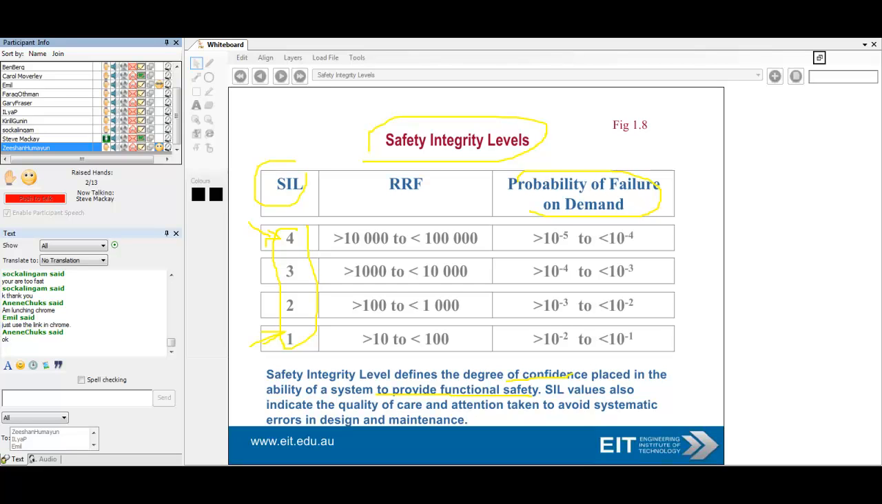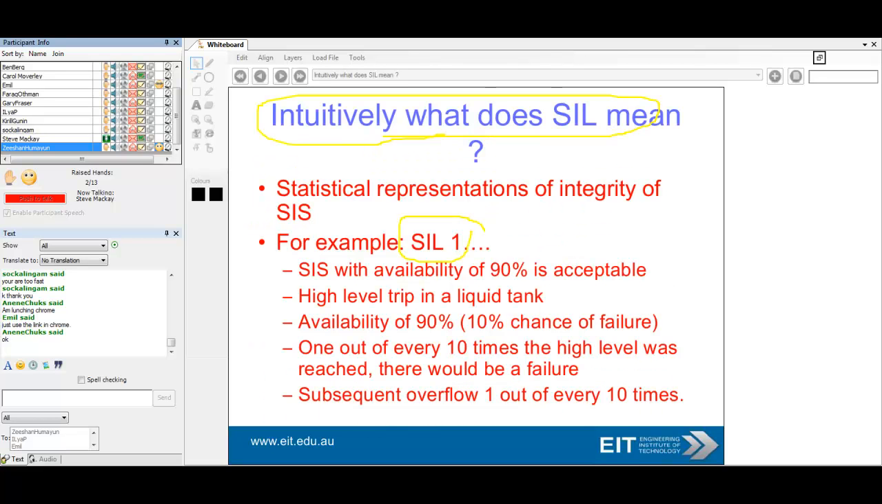So here we've got a safety system with availability of 90%. An availability of 90% is acceptable. In other words, for example, a high-level trip. Availability of 90% means that you've got a 10% chance of failure. That means one out of every 10 times the high level is reached, there will be a failure for whatever reason.